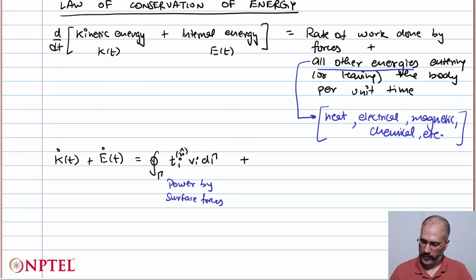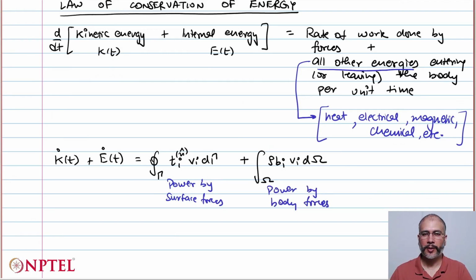Then we have the work done due to the body forces, which will be an integral over the volume of rho b_i v_i times d omega. And this is the rate of work or the power delivered by the body forces.